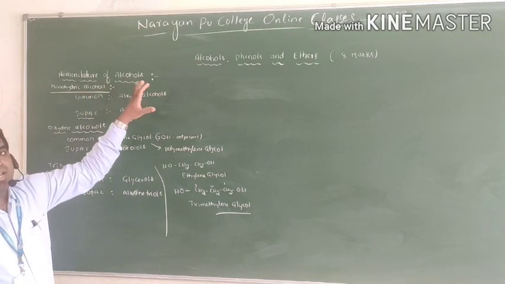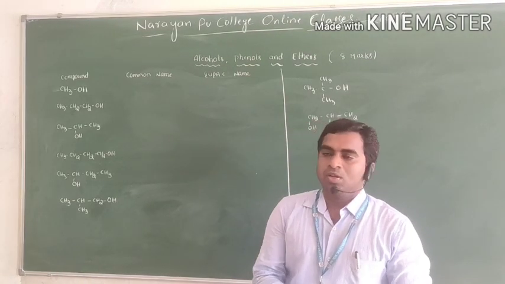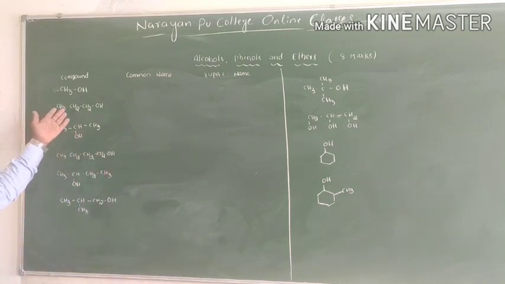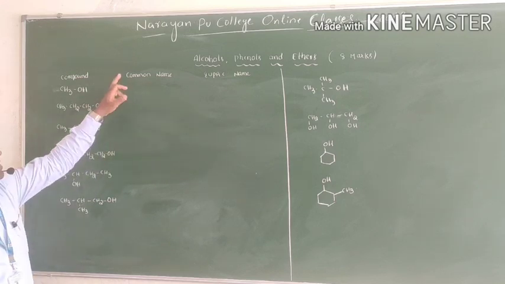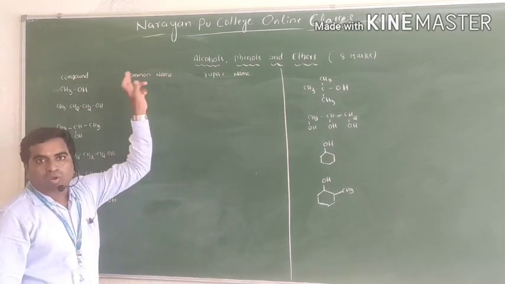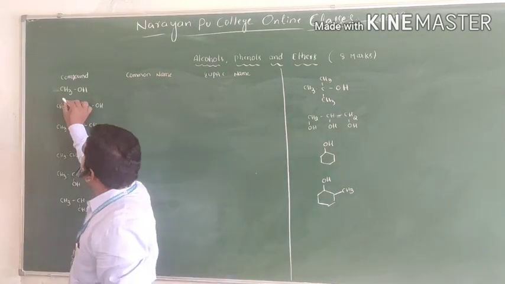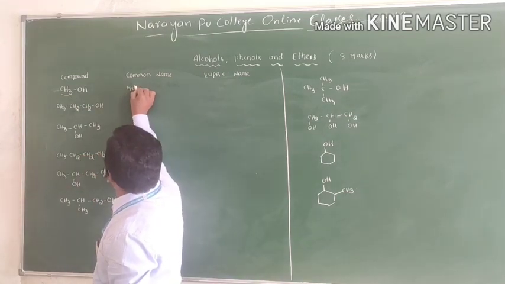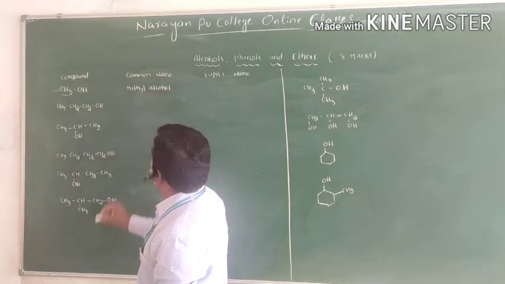Now, in the NCERT textbook, they have given a table of the IUPAC names and common names of alcohols, which I am going to write here. So here is the common name and IUPAC name table. What is the common name for alcohols? We have already discussed: alkyl alcohol. We first write the alkyl group and after that alcohol. What is the alkyl group here? Methyl. So this is methyl alcohol.